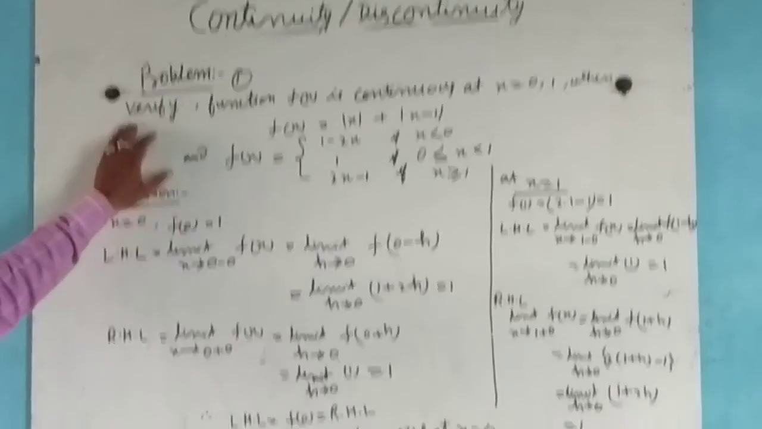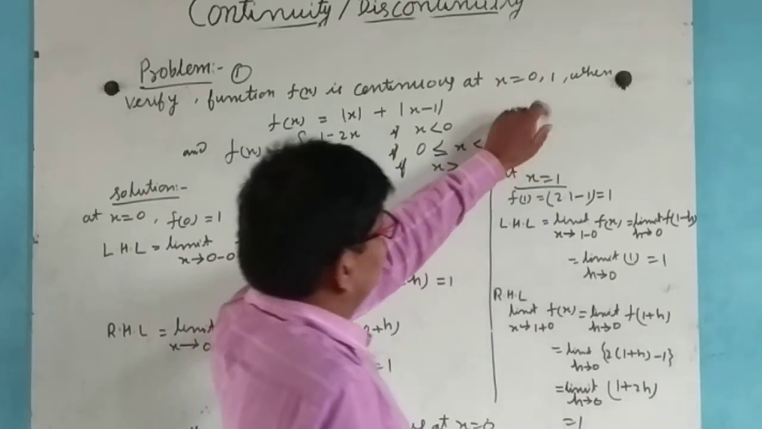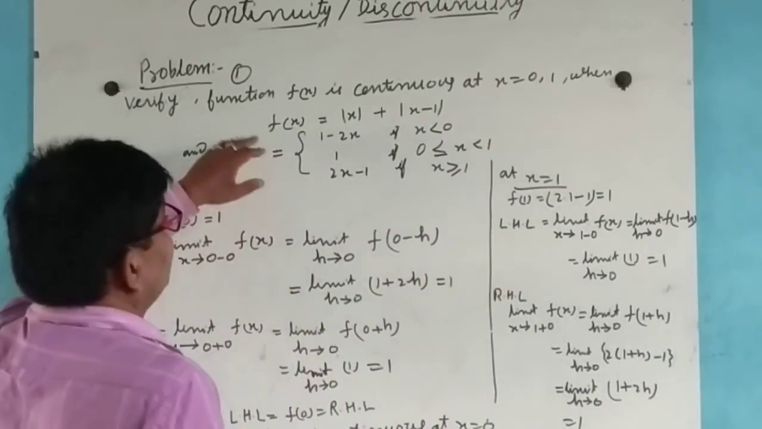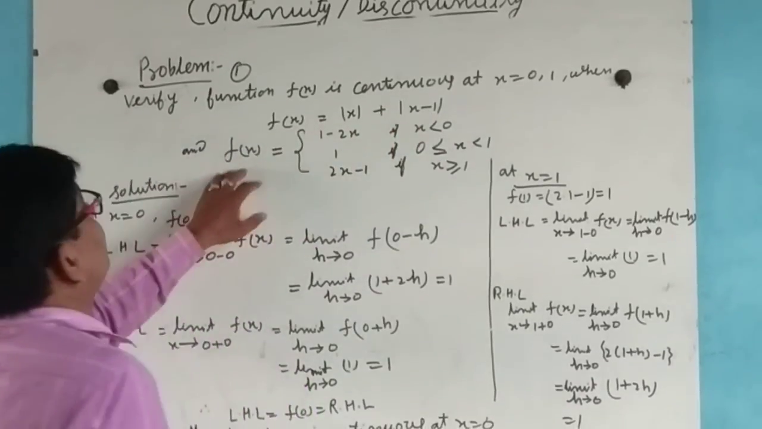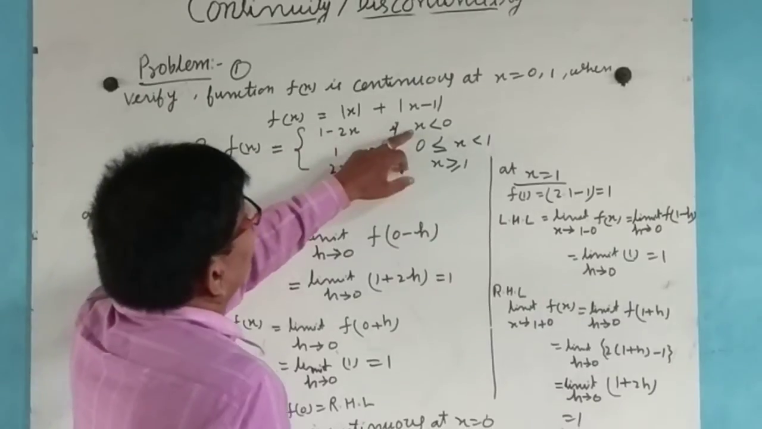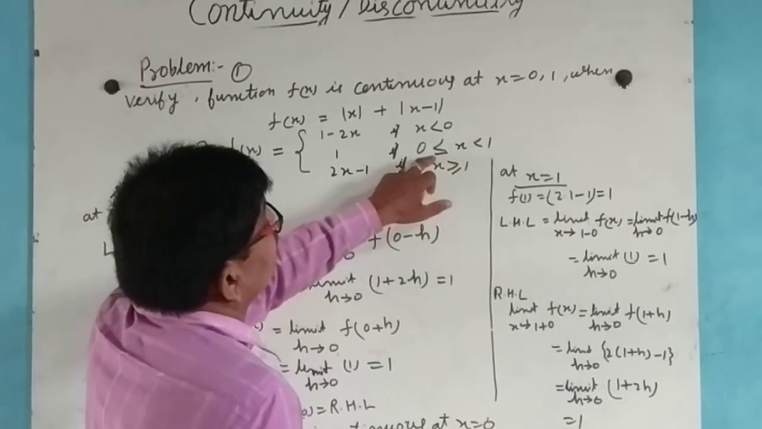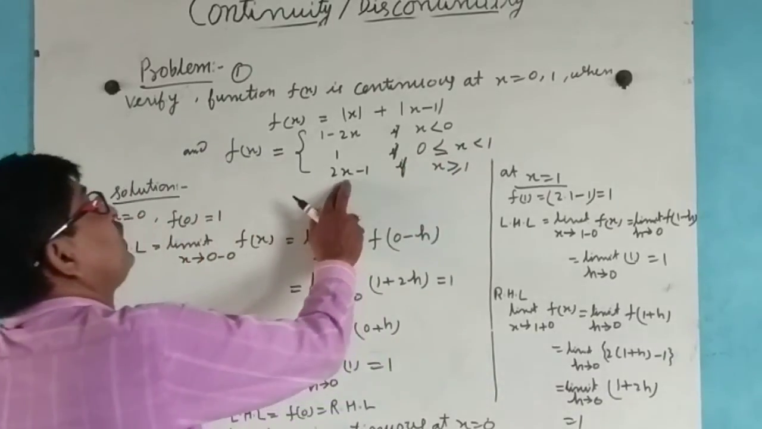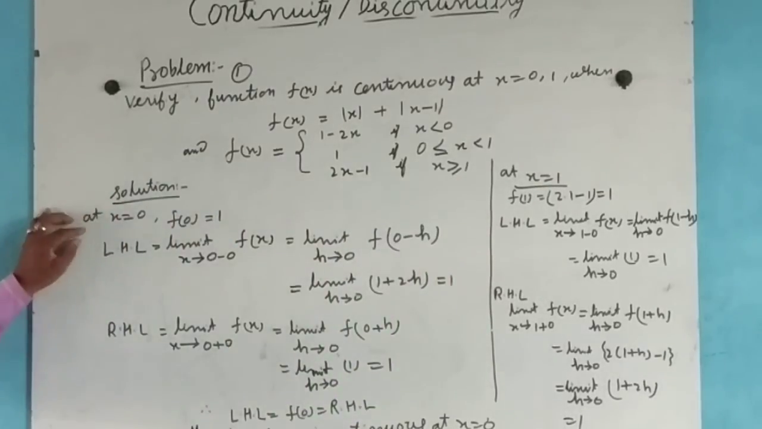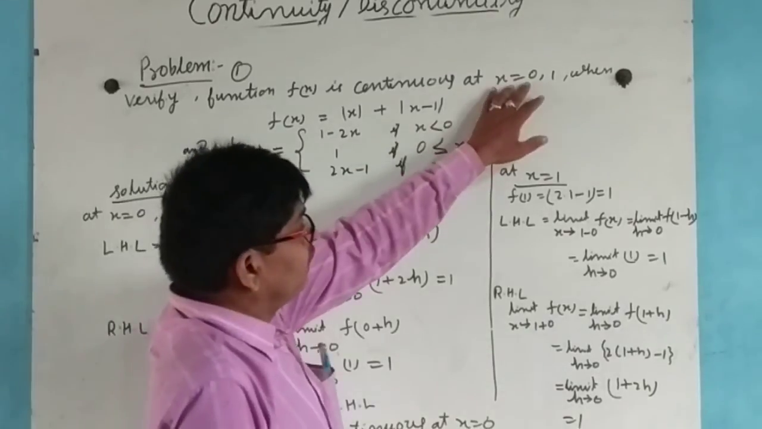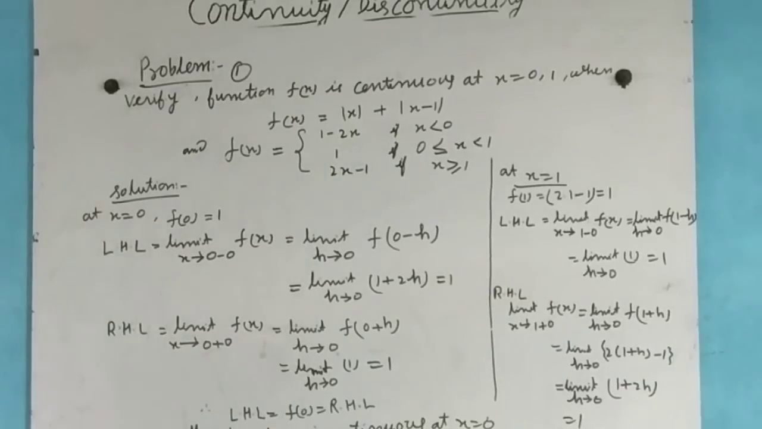Now the last problem: verify whether the function f(x) is continuous at x equal to 0 and 1, when f(x) is equal to |x| + |x - 1|, and f(x) is equal to 1 - 2x if x is less than 0, 1 if x is greater than or equal to 0 and less than 1, and 2x - 1 if x is greater than or equal to 1. Solution: we test x equal to 0 and 1, whether the function is continuous or not.